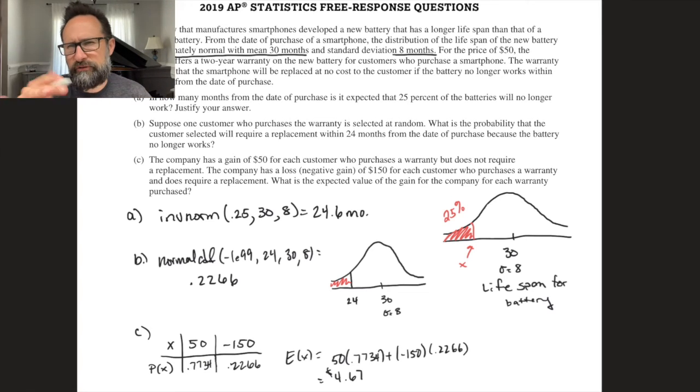I think if you rounded a little bit less than I did, you might have gotten $4.68, which is fine. I think that's what's on the key, actually. But if you use the exact value, you're going to come down to $4.67 as an expected value.